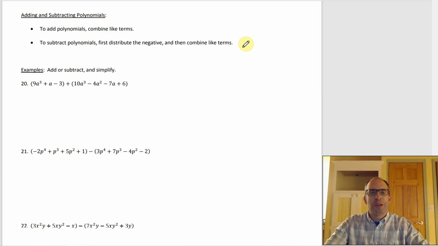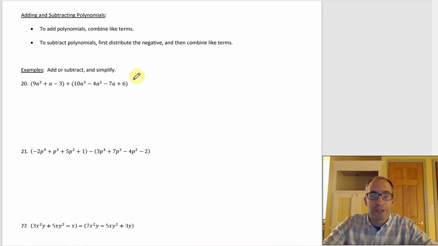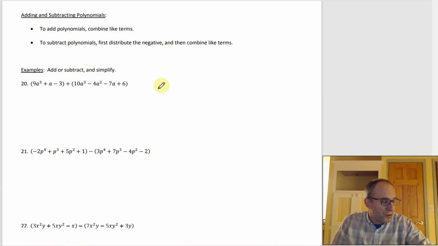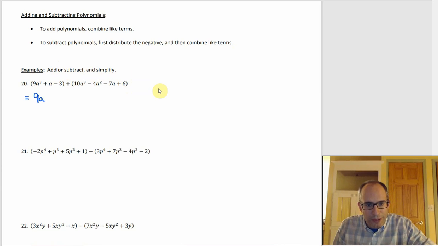But the addition is really straightforward because you don't even need the parentheses if you're going to do the addition. The parentheses are just saying there's the first polynomial, and there's the second one. But you could just do it and say, all right, well then this is just going to be, without the parentheses, 9a cubed plus a minus 3 plus 10a cubed minus 4a squared minus 7a plus 6.